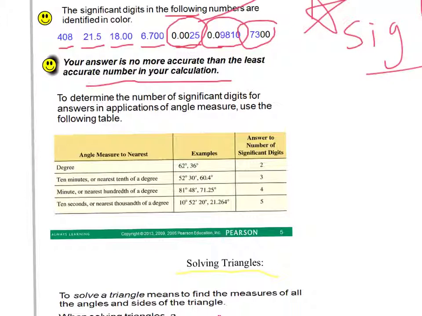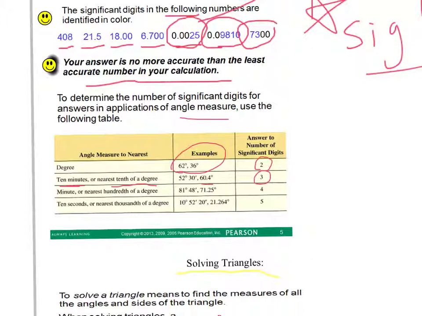Okay. So to determine the number of significant digits for answers and applications of angle measure, which we're about to do, let's practice identifying the significant figures. So here are some examples. If you measure something to the nearest degree, such as 62 degrees or 36 degrees, you're looking at two significant digits there. If you measure something to the nearest 10 minutes or the nearest tenth of a degree, for example 52 degrees and 30 minutes, you're looking at three significant figures there. So even though that says 52 degrees and 30 minutes, the zero in the 30 minutes is not considered significant.